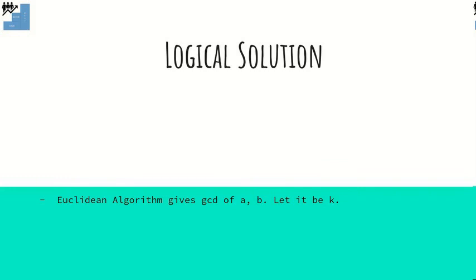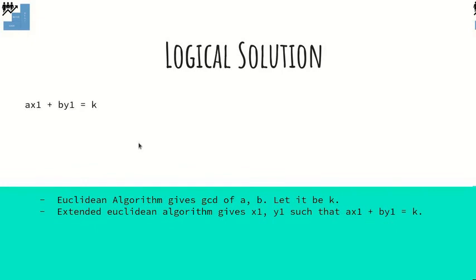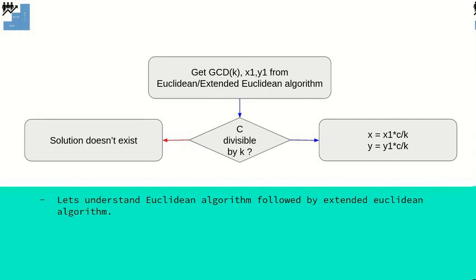We need to understand that the Euclidean algorithm on a comma b gives the GCD, and let it be k. The extended Euclidean algorithm gives coefficients x1, y1 also along with the GCD such that ax1 plus by1 is equal to GCD of a comma b. So we write what we get from the extended Euclidean algorithm when we supply a and b to it. Now we have to solve this particular equation. So what we do is multiply the above equation by c upon k. We get this particular thing, and when we compare these two equations, we get the values of x and y. We do it with the help of a flow chart.